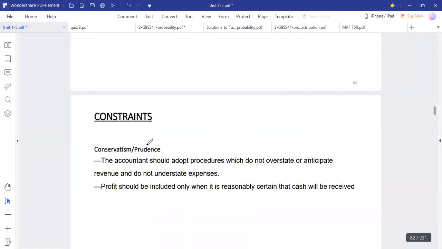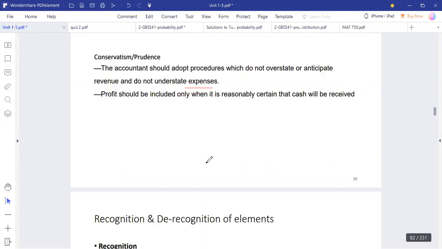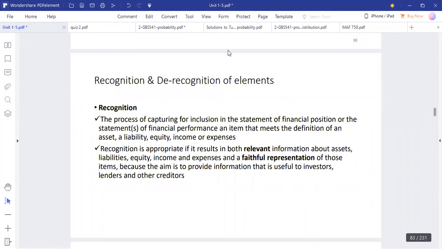And other constraints are conservatism or prudence, which says that the accountant should adopt procedures which do not overstate or anticipate revenues, and also which do not understate expenses. So it's a prudence concept which says that the accountant should adopt procedures that will not overstate or anticipate revenues. Also, they shouldn't adopt procedures that will understate expenses, because this is a way in which people want to dodge paying taxes. So profits should be included only when it is reasonably certain that cash will be received. That's why we also have provisions for doubtful debt. This is part of the prudence concept, where you recognize that some of the debts may not be paid.